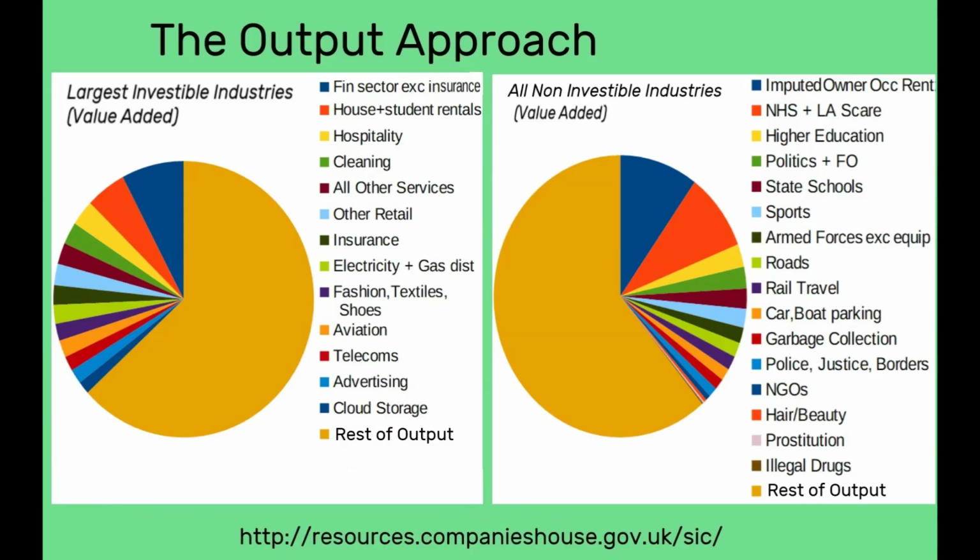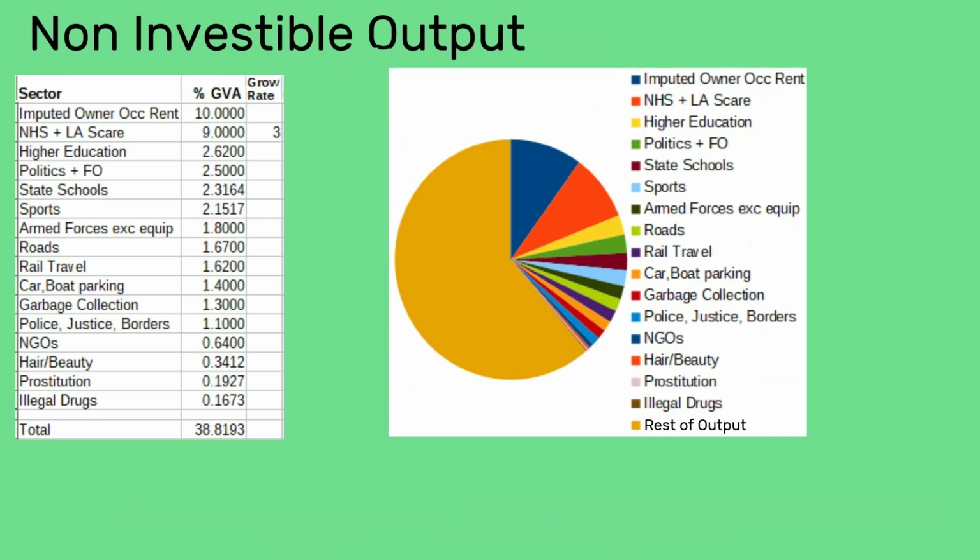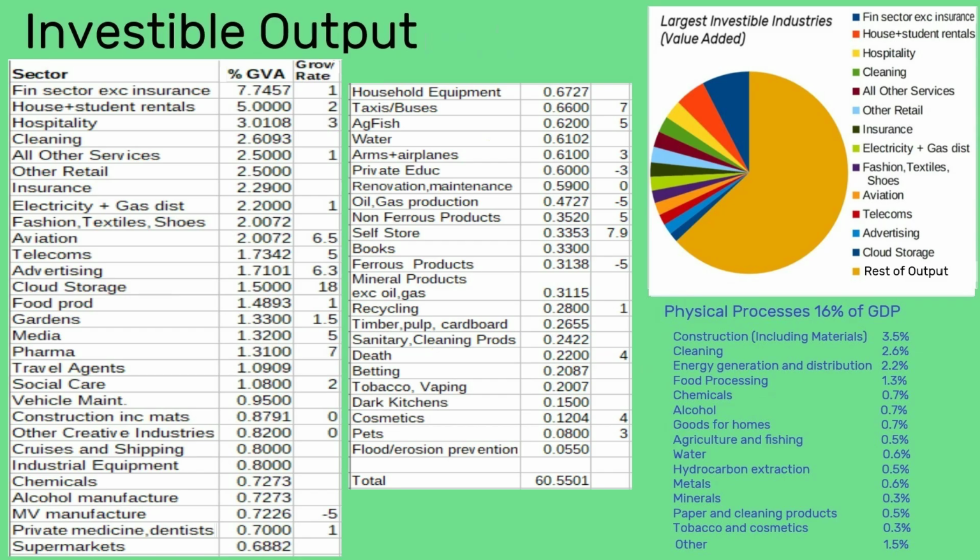I have categorized the economic activities into those that can be found on the stock market and those that are not easy to invest in. You can invest in about 60% of the economy. These are the 16 largest non-investable industries, and these are the 13 largest investable industries.